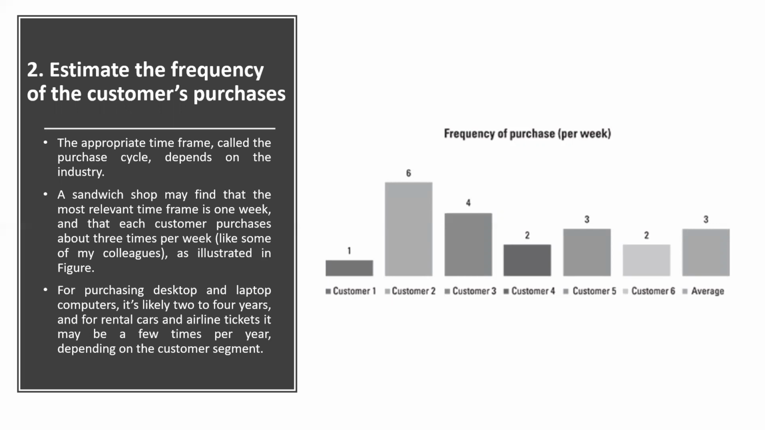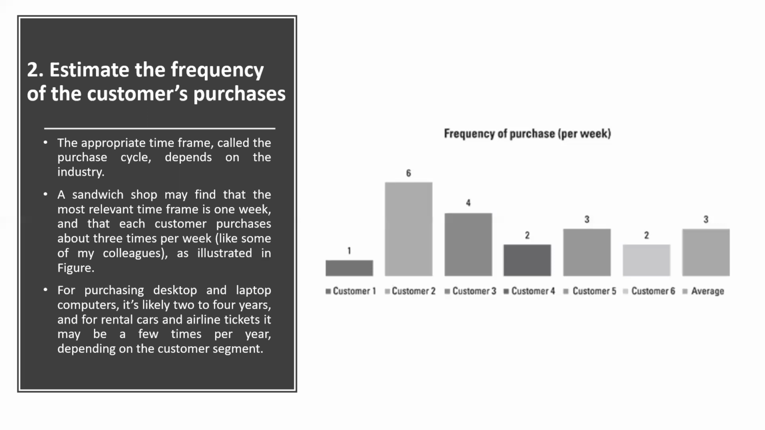Customer 2 spends, buys 6 times a week. Good. So if you look at it like this, across all the customers, on an average, 3 orders are coming per customer per week. Depending on the product, like desktop, laptop means 2 to 4 years. Rental car, airline ticket means maybe you can find a pattern a few times a year. Purely based on customer segment, product, industry, location, multiple factors are there. Based on all these things, based on the data, you will be able to understand the frequency of the purchase.